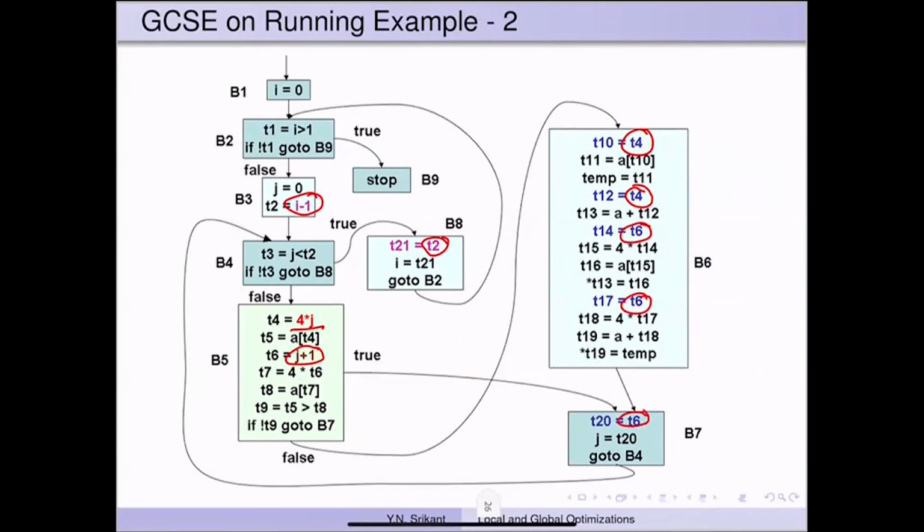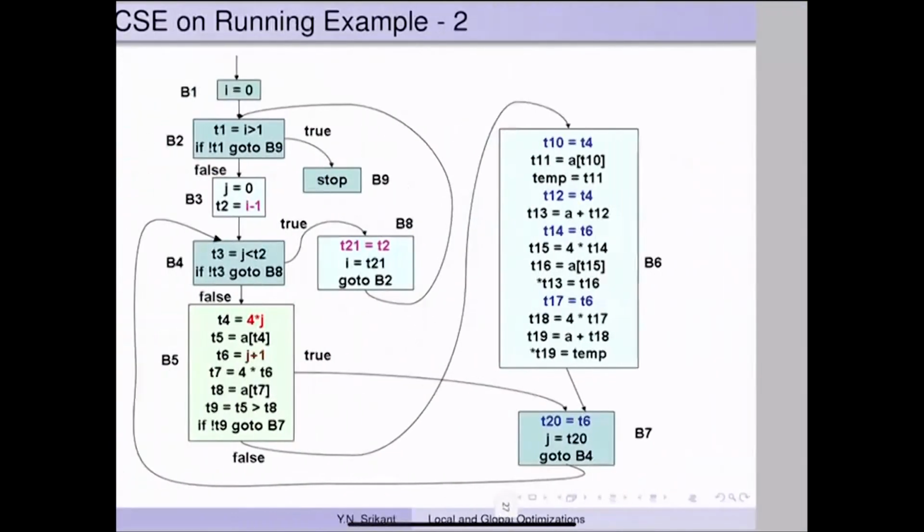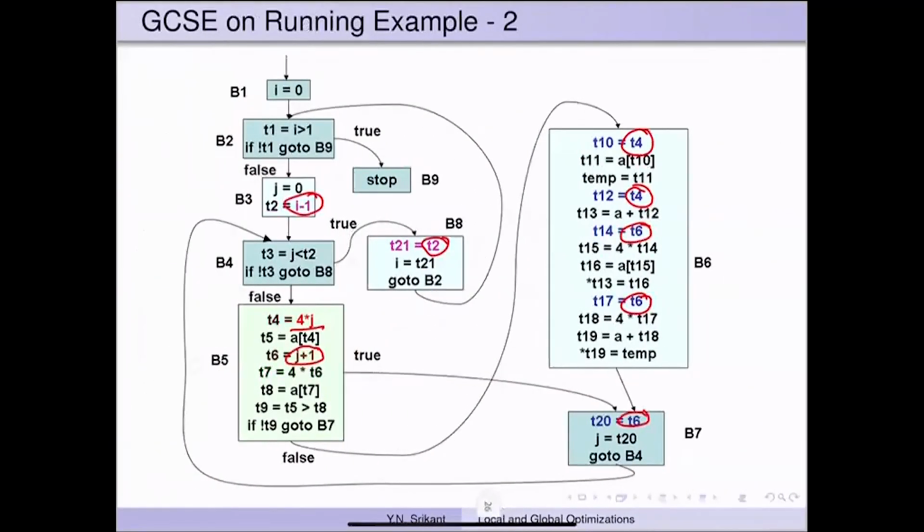Okay. So we did this. Now it is time for the second round, copy propagation, because there were a lot of copies, right? So now we have T10 equal to T4, T12 equal to T4, T14 equal to T6. They are all copies. So we can perform copy propagation because T17 is used here.